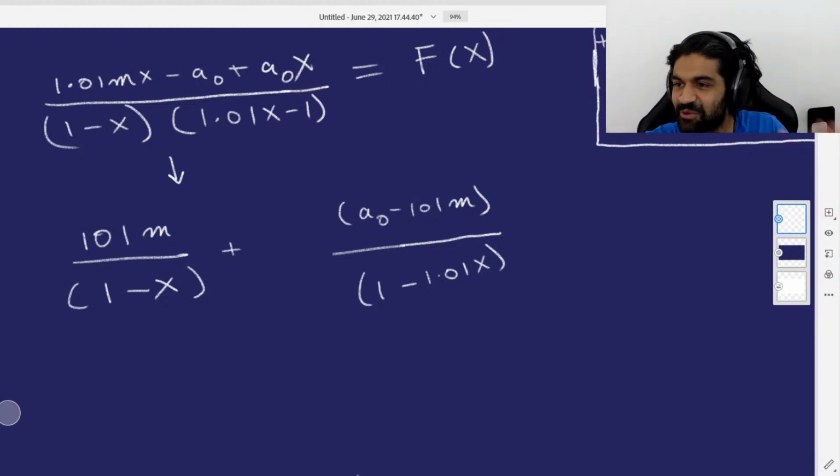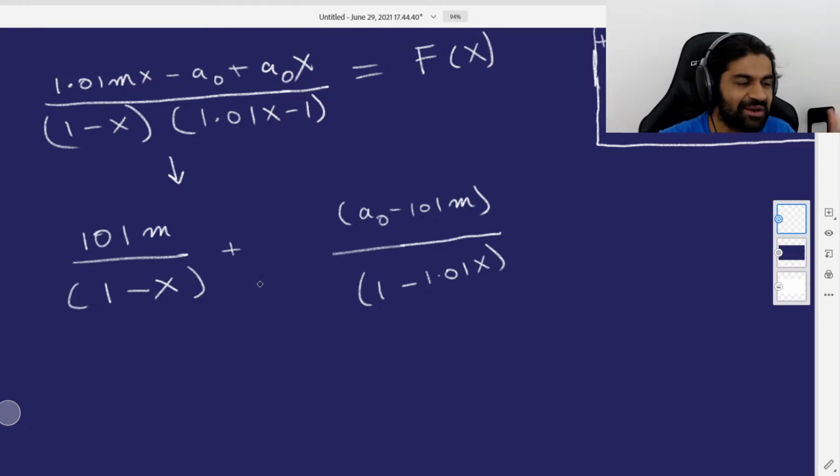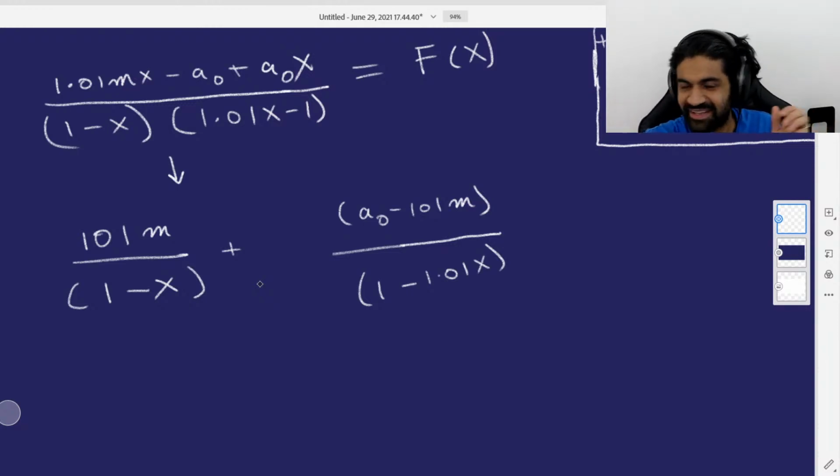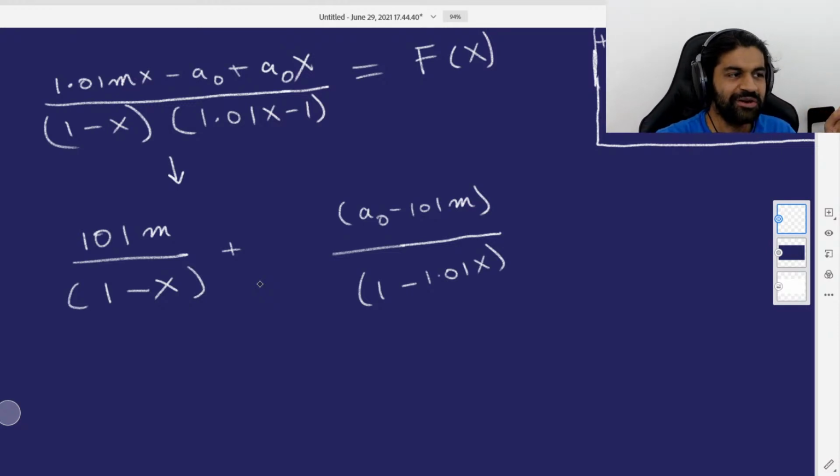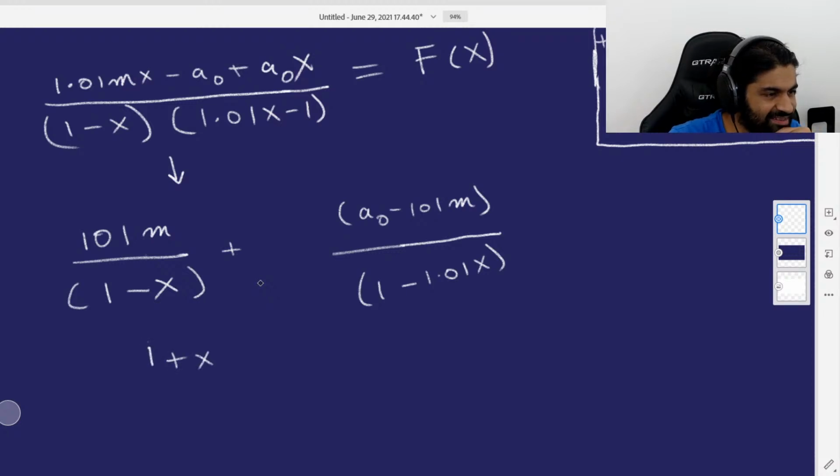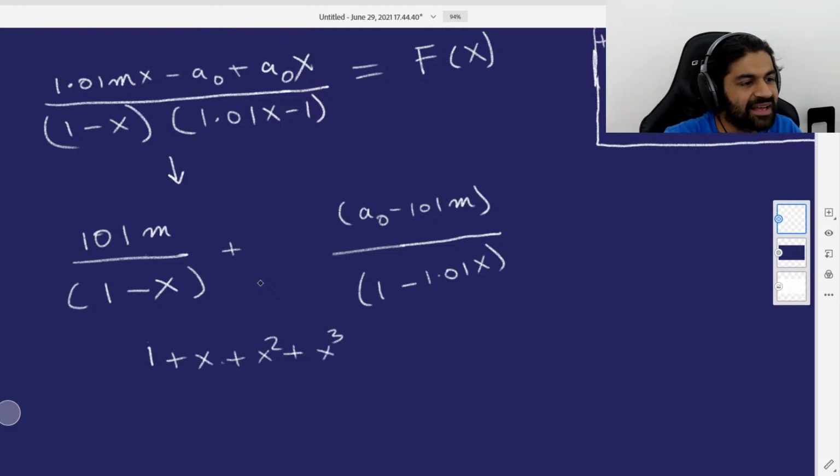Okay, so now we're really cooking, because the thing at the top had a really nasty Taylor expansion, but the thing at the bottom has almost a trivial Taylor expansion. We already know what the Taylor expansion of 1 over 1 minus x is, right? The Taylor expansion of 1 over 1 minus x is just 1 plus x squared plus x cubed, and so on, right? So this is 1 plus x squared plus x cubed. And of course, we're multiplying this whole thing by 101m.